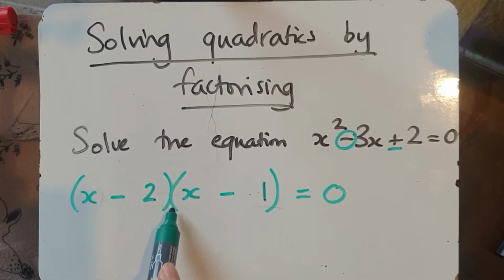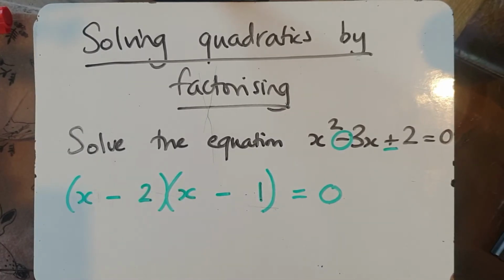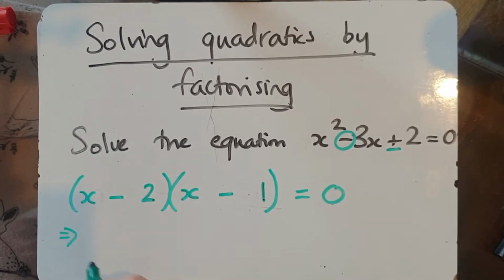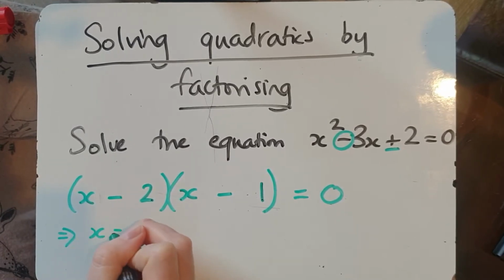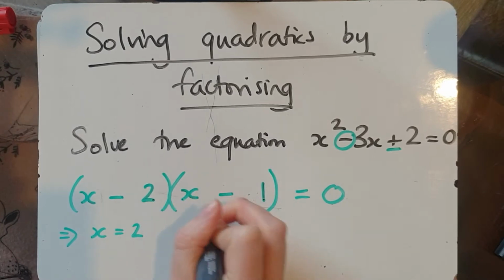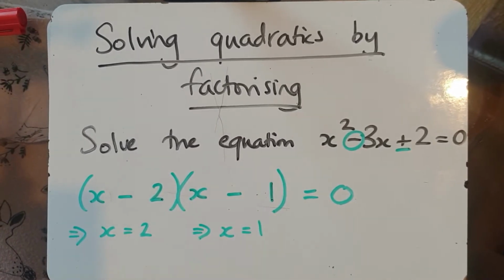When I multiply two things together and they make 0, that means one of them must be 0. So what this tells me is either x minus 2 equals 0, so x equals 2, or x minus 1 equals 0, so x equals 1.